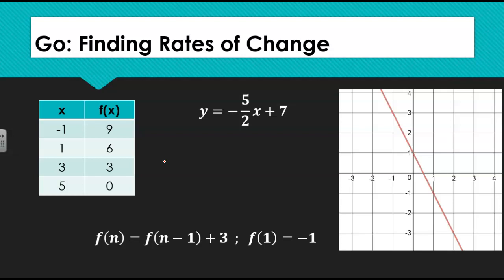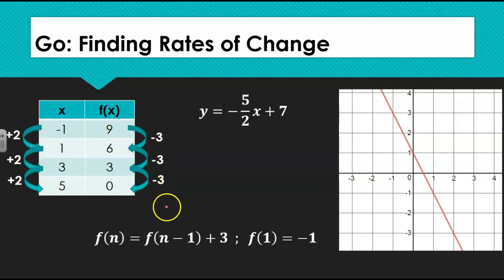When we're looking at the table of values, we're looking for the change in my output from one output to the next, and that's my numerator. And then we're looking at the change from one input to the next. So these are my x values, these are my y values. So we're looking at the change in the y values, and we're dividing that by the change in the x values. And so our constant rate of change, or our slope, is -3/2.